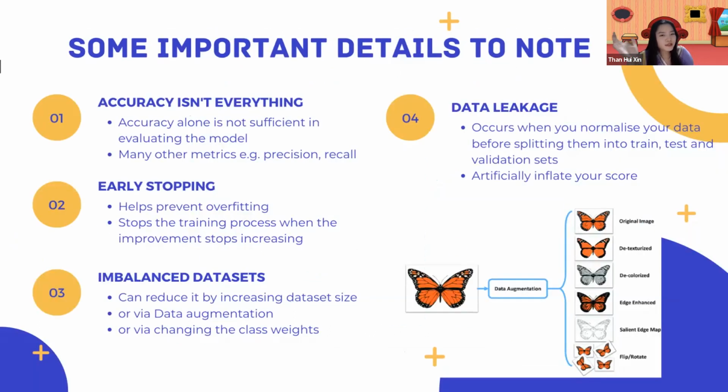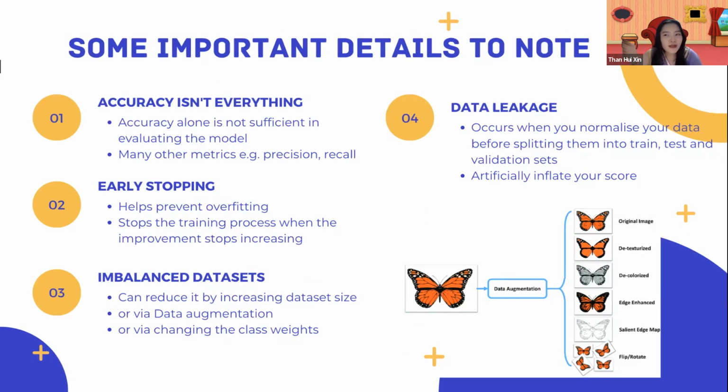So there are some important details to know on how to fix some of your issues. Firstly, from what I mentioned earlier, accuracy isn't everything. Accuracy alone isn't sufficient to evaluate the model, and that's why we bring in other metrics like precision and recall. And as I mentioned earlier, how do you know when to stop? If I overfit, I want to find that sweet spot between underfitting and overfitting.